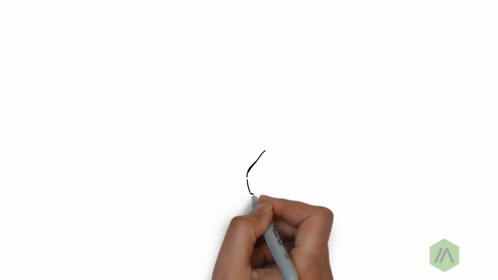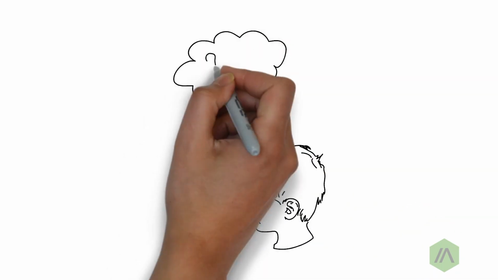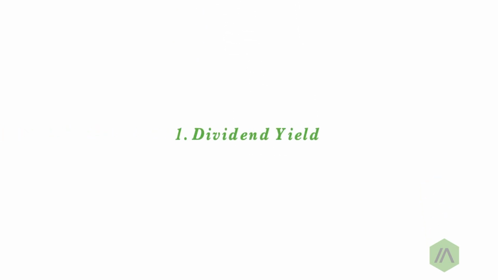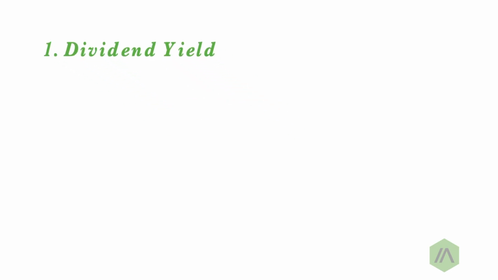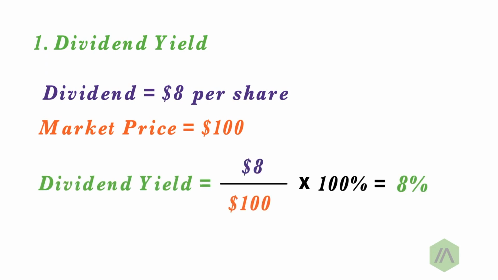To build a dividend stock portfolio, you need to analyze some key metrics of the stocks you want to include in your portfolio. Let's discuss the metrics one by one. Number 1. Dividend yield. Dividend yield shows you how much a stock is paying annual dividends as a percentage of its stock price. Suppose a stock paid dividend of $8 per share during the year, and the market price of the share is $100. The dividend yield of the stock would be 8%. In other words, dividend yield gives you an approximate dividend-only return on your investment in a stock.